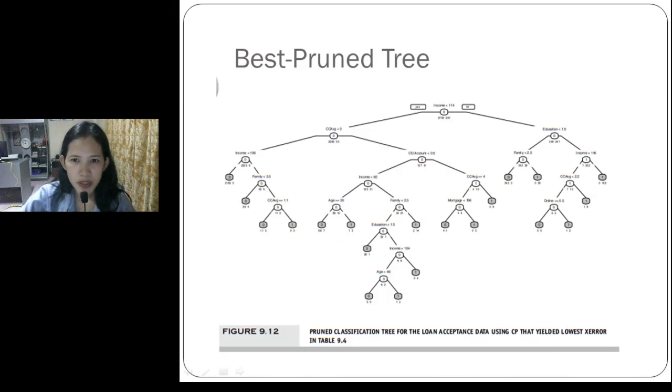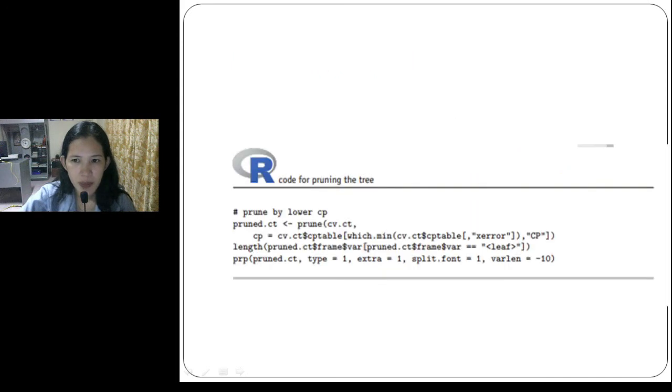We can choose a smaller tree by going up to the row with a cross-validation error that is larger, but still within one standard error. That is xerror plus xstd: 0.16838 plus 0.023858 equals 0.192238. Here, the tree in row 4 is a smaller tree with the lowest xerror in this range. The best pruned tree for the loan acceptance example is shown in Figure 9.13. In this case, it coincides with the default tree in Figure 9.9.